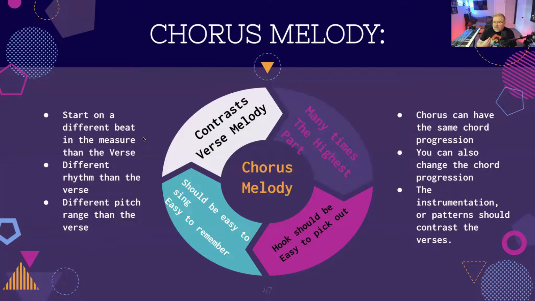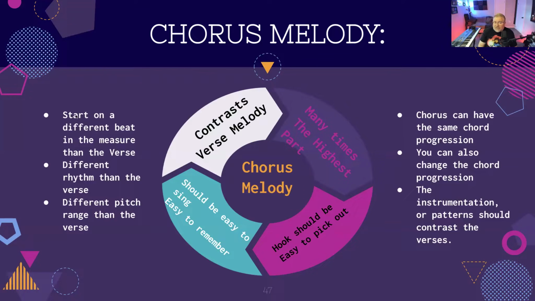So on the chorus melody, some things to think about in the circle in the middle: you want your chorus to sound different than your verse. Also, many times your chorus is the highest part of the song. Not necessarily, there are no rules, just tools and tendencies, but a lot of times it is higher. Your hook should be easy to pick out. So your title line should also stand out from the rest of your chorus, so your listener knows, hey, this is the hook. And again, it should be easy to sing, so it's easy to remember.